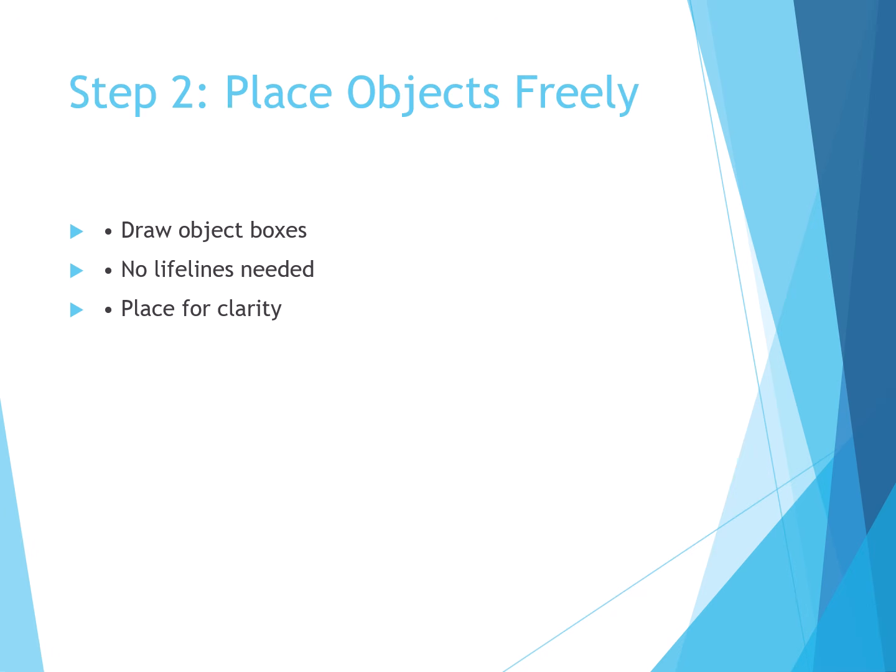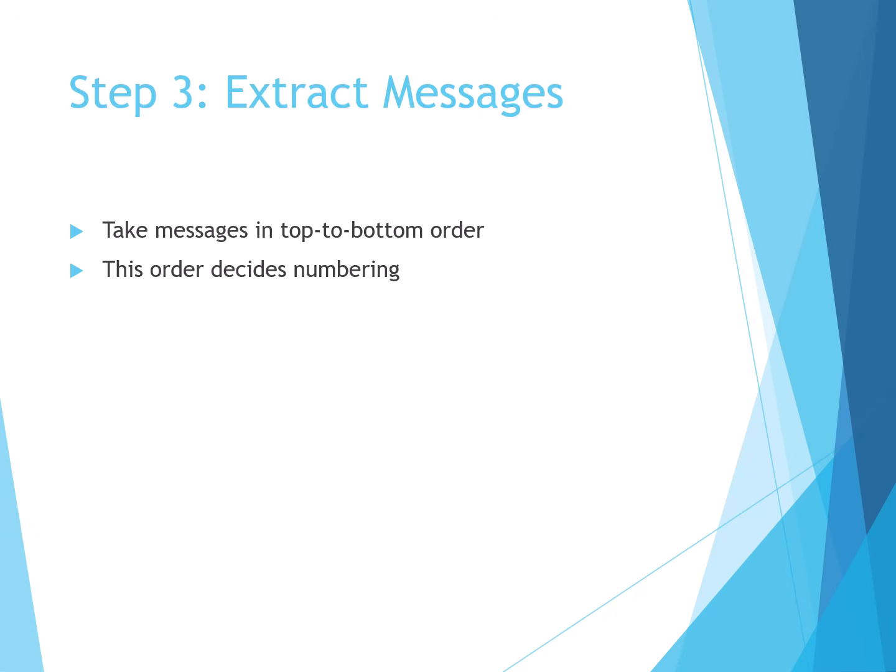Now step 2 is done. What is step 1? First we need to identify objects. Step 2 is place objects freely. Now step 3, extract messages. Extract every message from the sequence diagram in top to bottom order. This order determines numbering, so never shuffle them. Write them down. What are the things? Place order, send order, prepare food and deliver food. These are the 4 we are discussing.